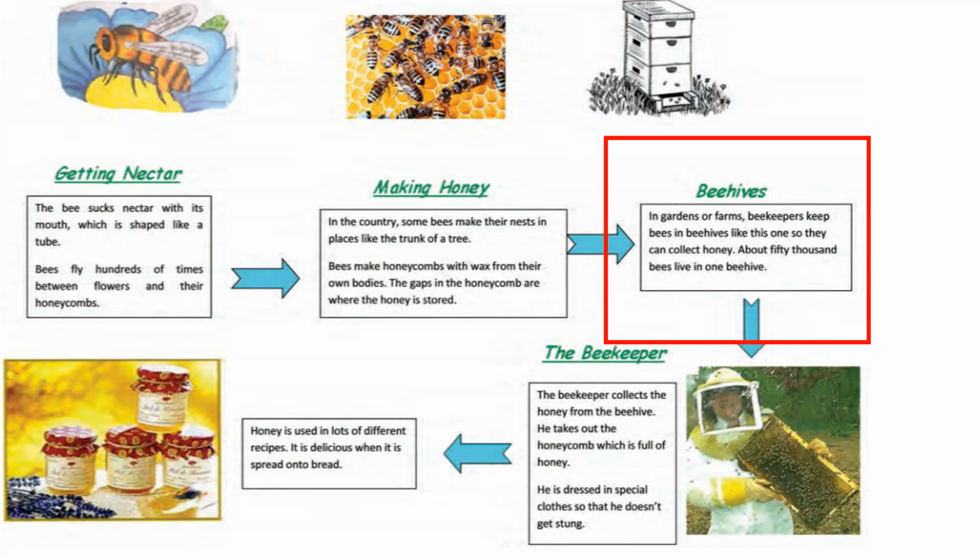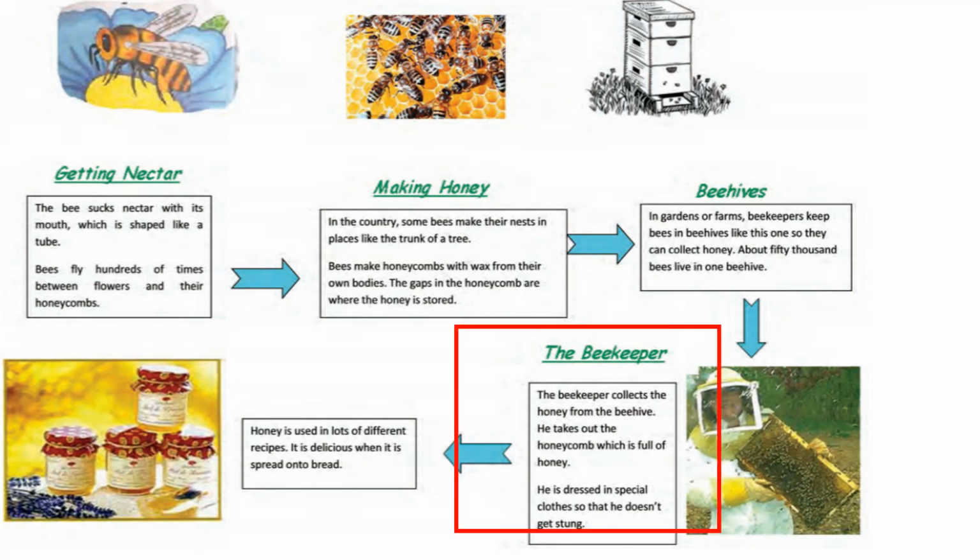Beehives. In gardens or farms, beekeepers keep bees in beehives like this one, so they can collect honey. About 50,000 bees live in one beehive. The beekeeper. The beekeeper collects the honey from the beehive. He takes out the honeycomb, which is full of honey. He is dressed in special clothes so that he doesn't get stung.